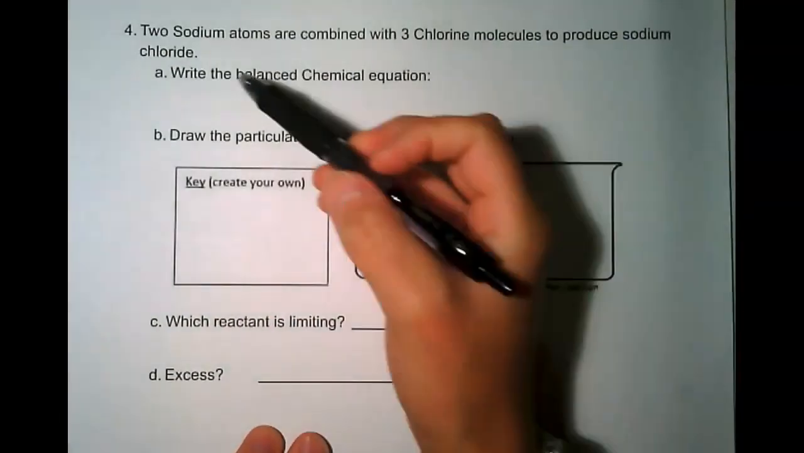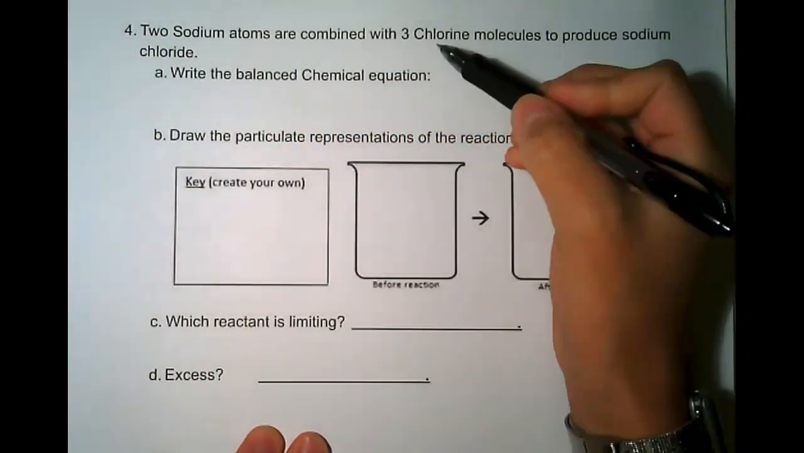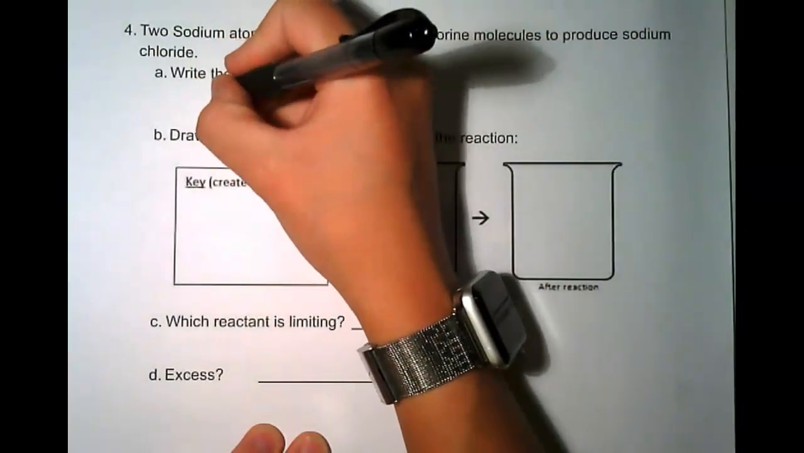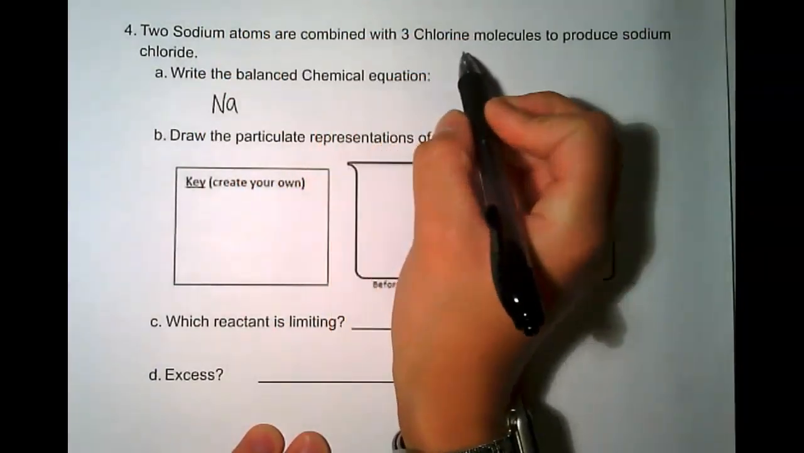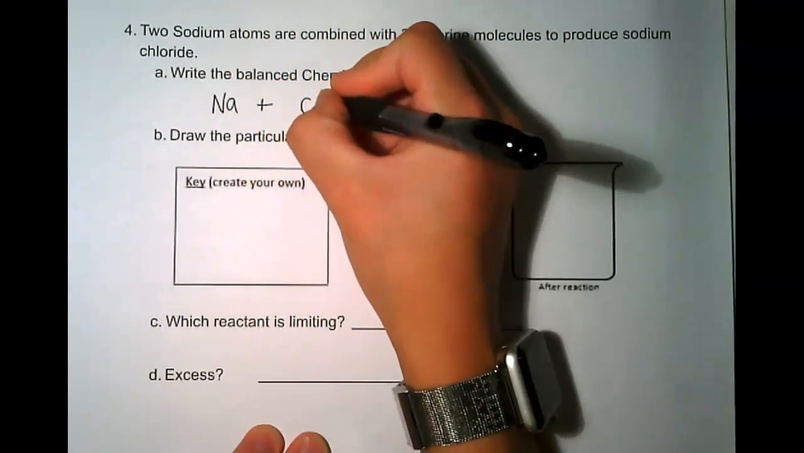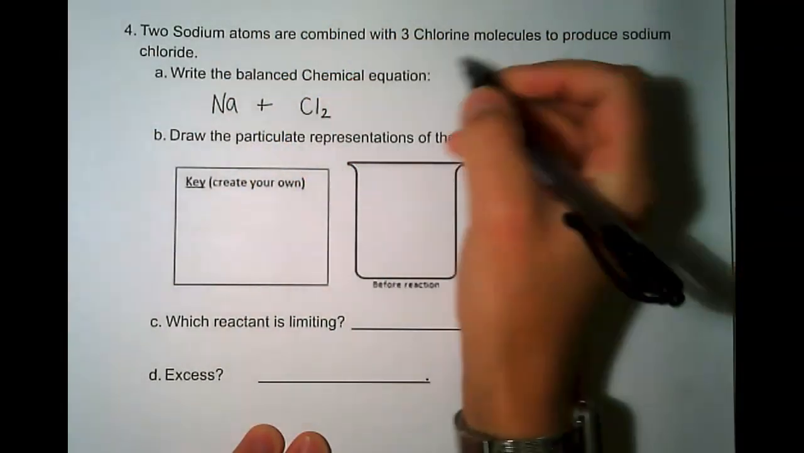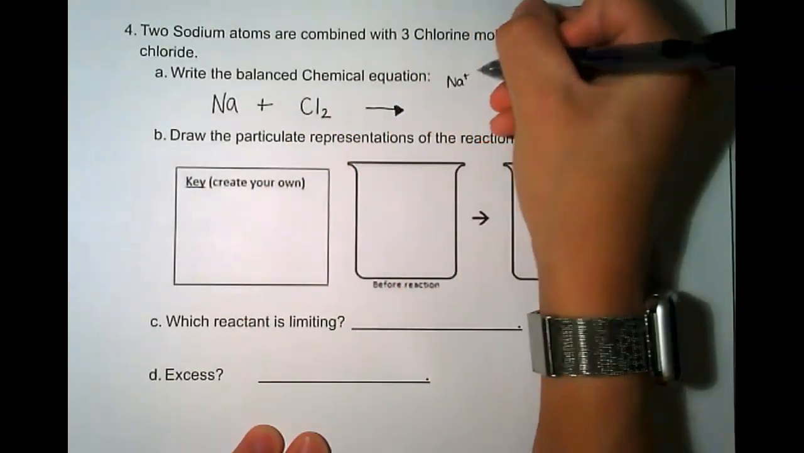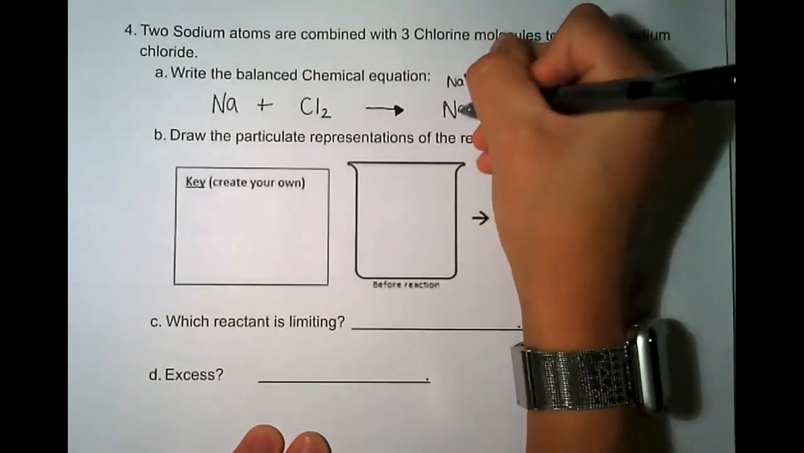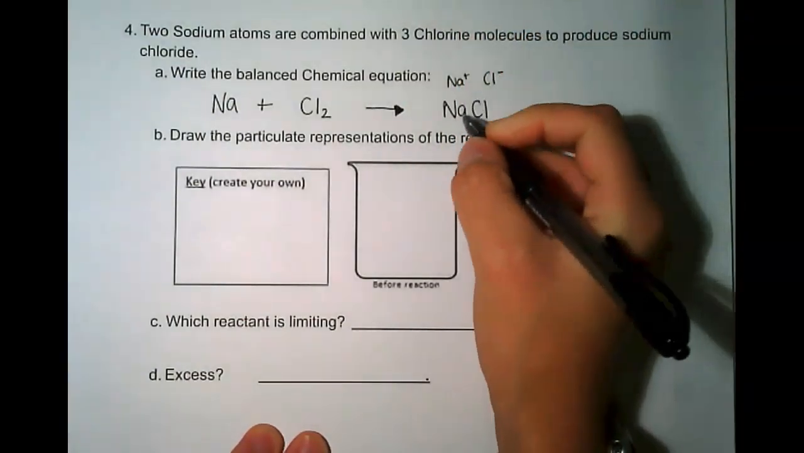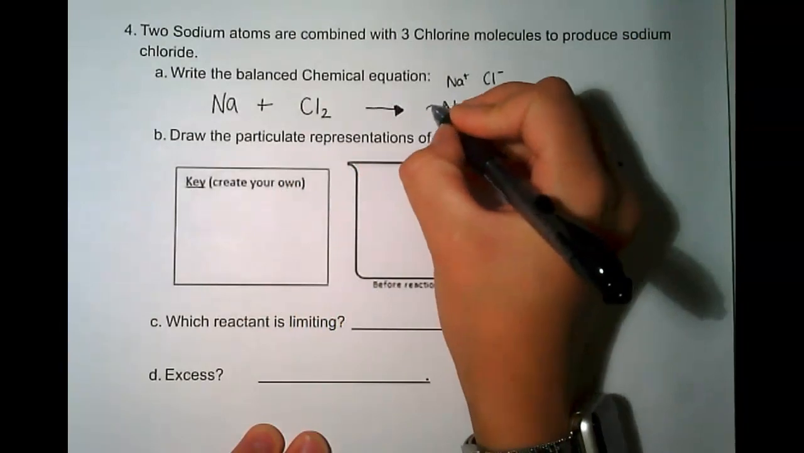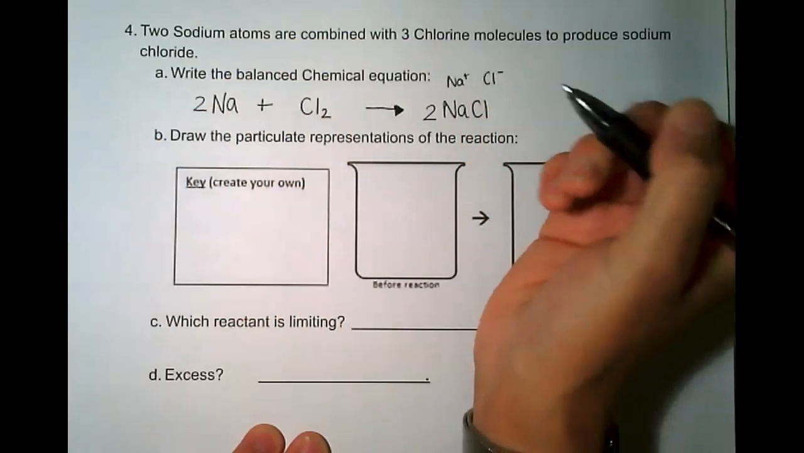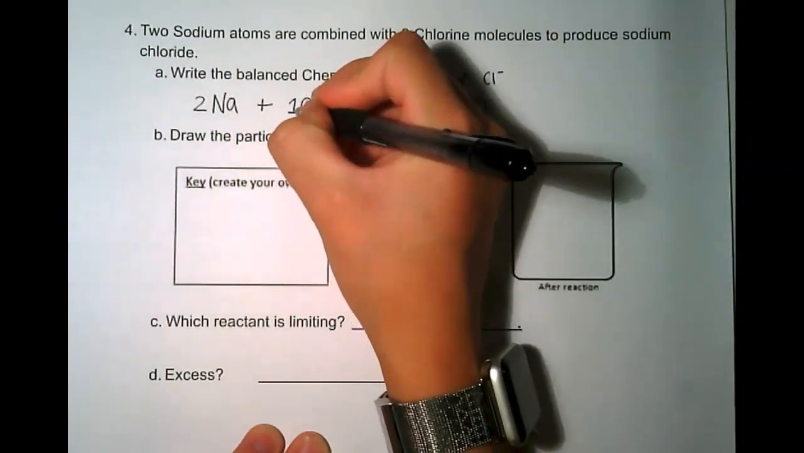This problem says 2 sodium atoms are combined with 3 chlorine molecules to produce sodium chloride. So sodium is combined with chlorine molecules, so we know chlorine is diatomic, so Cl2, to produce sodium chloride. Sodium chloride, Na plus with Cl minus to give us NaCl. So we need to balance, so we're going to put a 2 in front of NaCl to balance out the chlorine, and that means we need a 2 in front of sodium as well. And then we can fill in our 1 in front of Cl2.